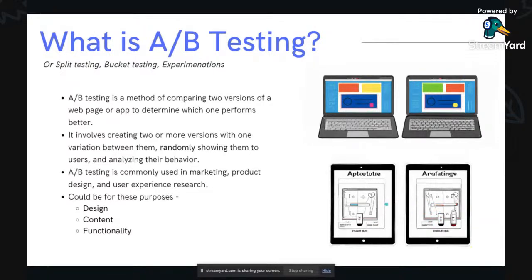So yeah, that is the sense of A/B testing, and it could be used for marketing, product design, as it says here, user experience research. Same things mostly, more or less. But if you go into the detail, they differ quite a bit. And then there could be three purposes for A/B testing, right? So there's design, content, and functionality.